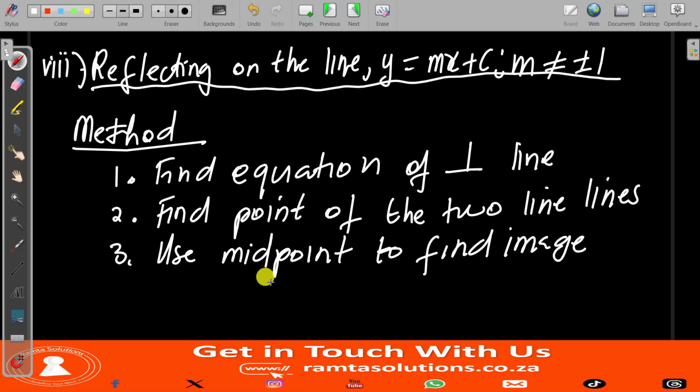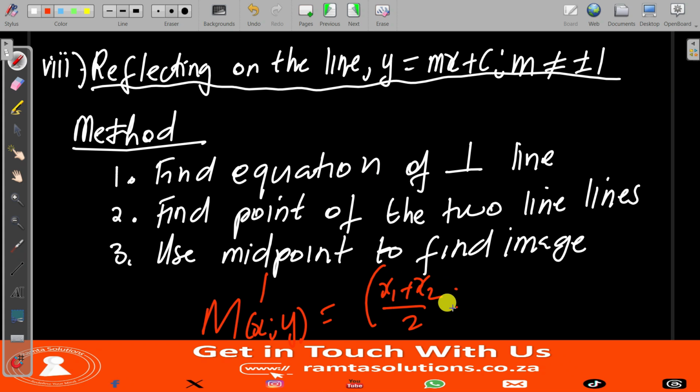By now, if you do not know the midpoint, let me remind you. The midpoint between 2 points can be given as, let's say, capital M, which will be x sub 1 plus x sub 2 all over 2, and y sub 1 plus y sub 2 all over 2. That's the midpoint, right?